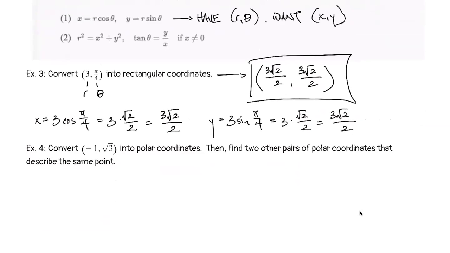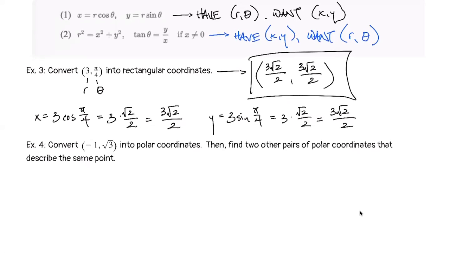All right, the other equation set that we have here is what we use when we have x, y, and we want r, theta. Okay, and this should be very familiar from the last section because it's essentially the same thing.